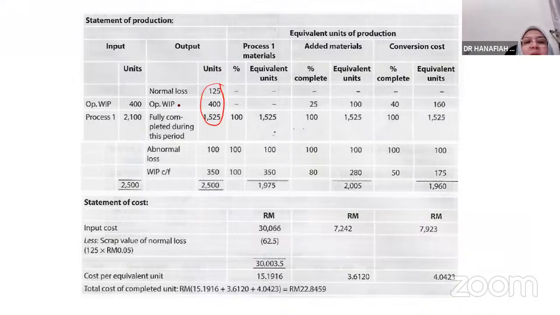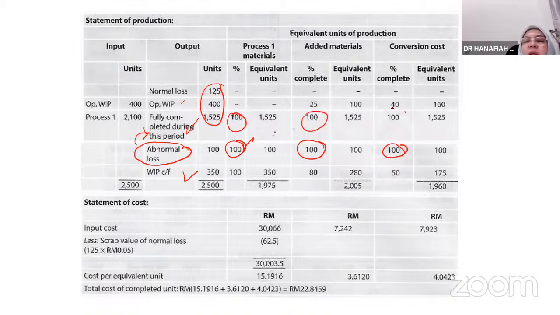Normal loss, opening work in progress, fully completed work in progress. The thing that you need to calculate is the abnormal loss. What you need to do for abnormal loss is the same as completed percentage. Look at the percentage. I taught you yesterday about the abnormal loss. The cost per unit is going to be based on the completed unit. So you calculate based on 100%. Follow your completed unit for abnormal loss. The rest is the same.